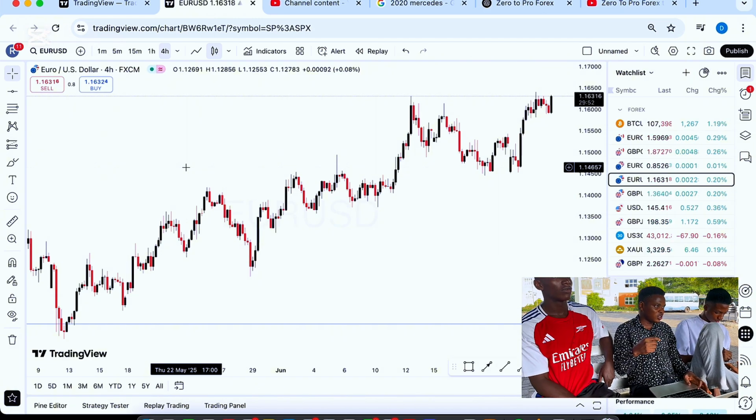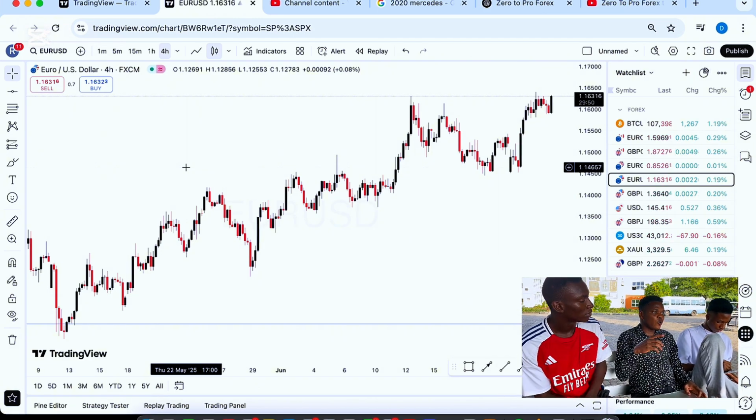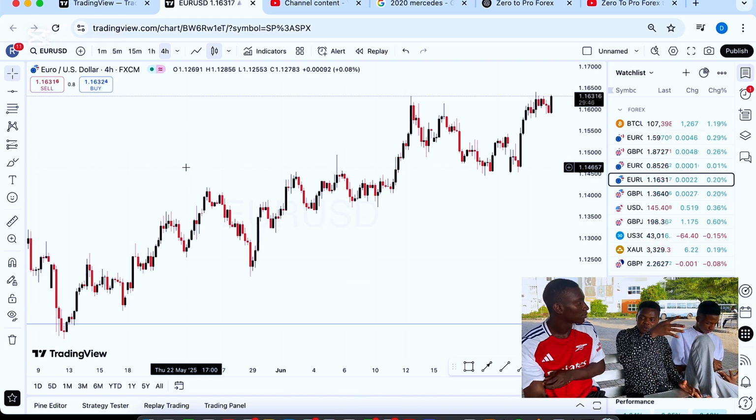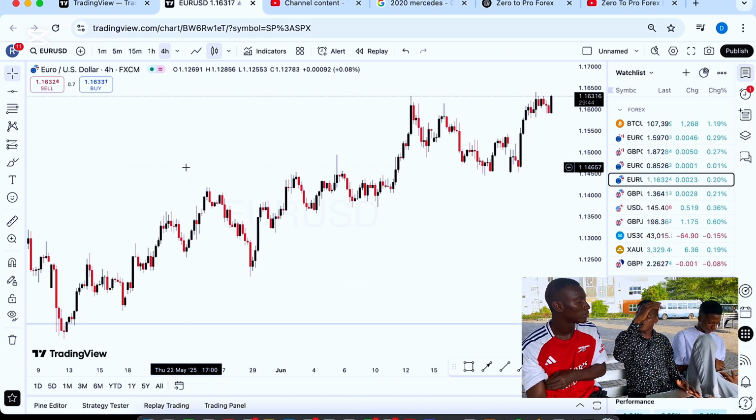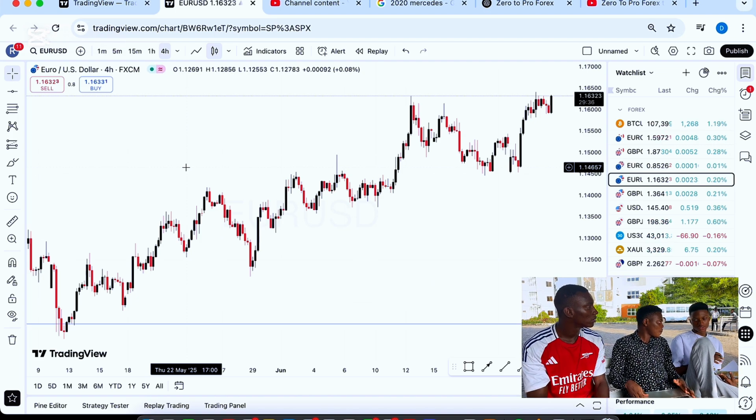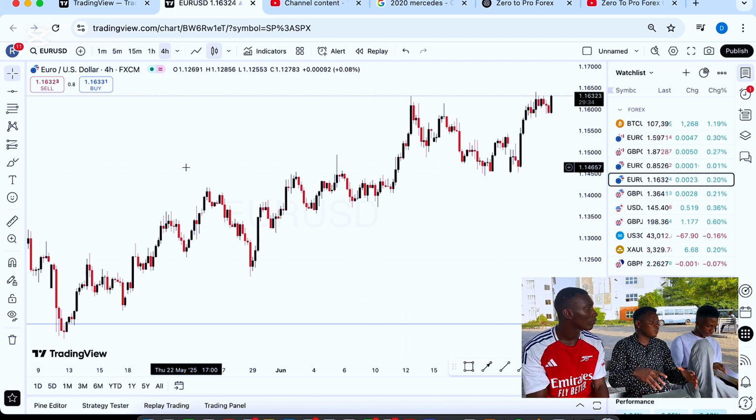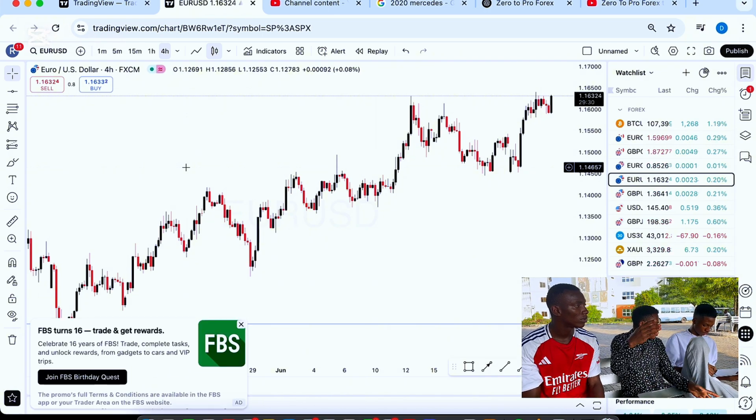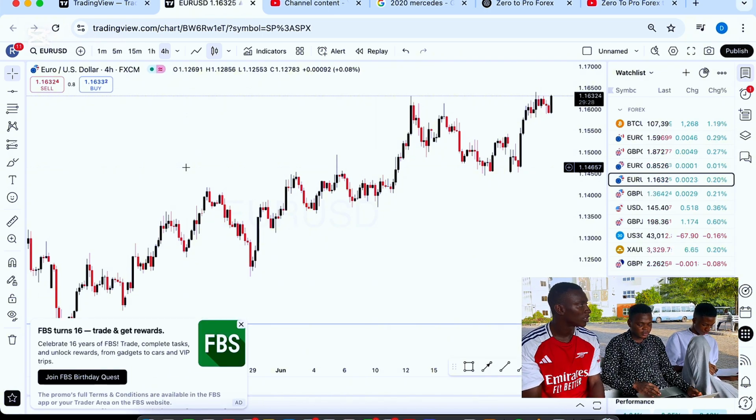CHoCH means change of character. So we only use change of character whenever price is about to move from a downtrend to an uptrend, or from an uptrend to a downtrend. At that point, there is already a change of character that is about to happen. A switch of trend. You say CHoCH only when price is probably changing from a downtrend to an uptrend, or from an uptrend to a downtrend, vice versa, like that.